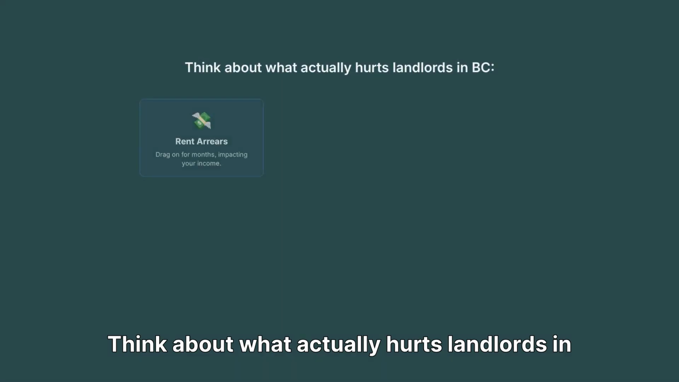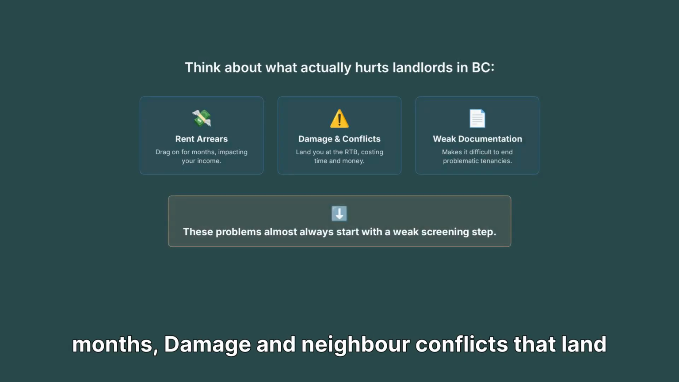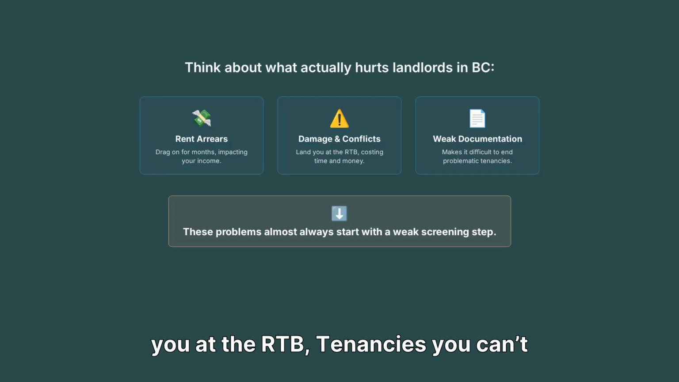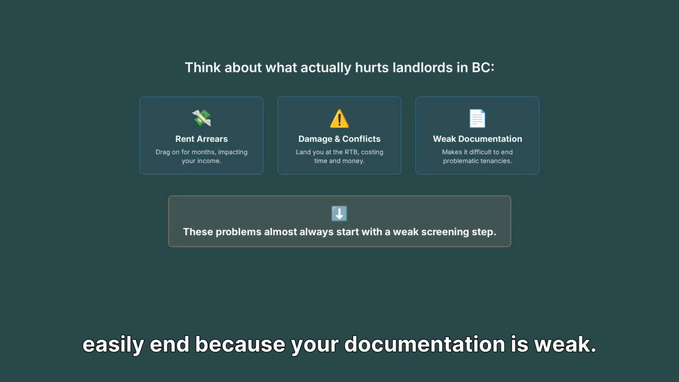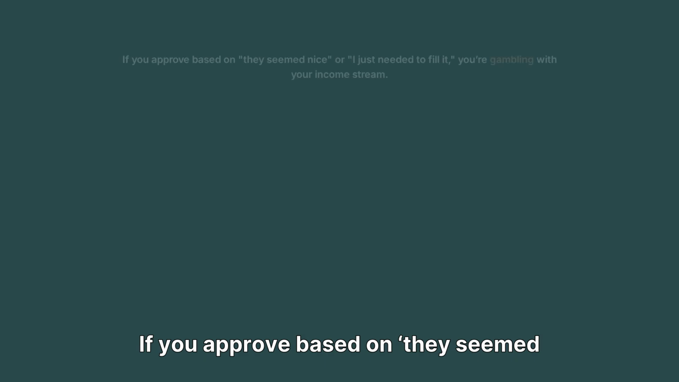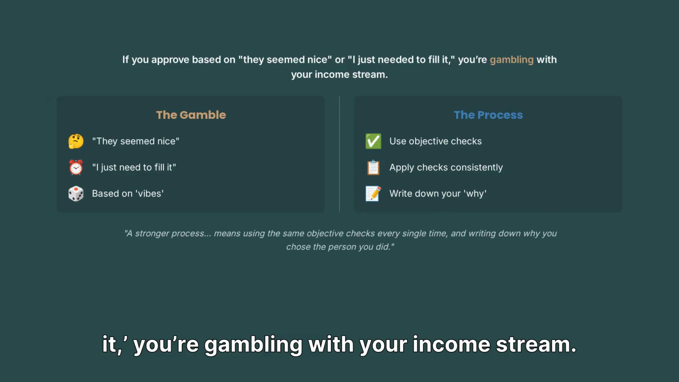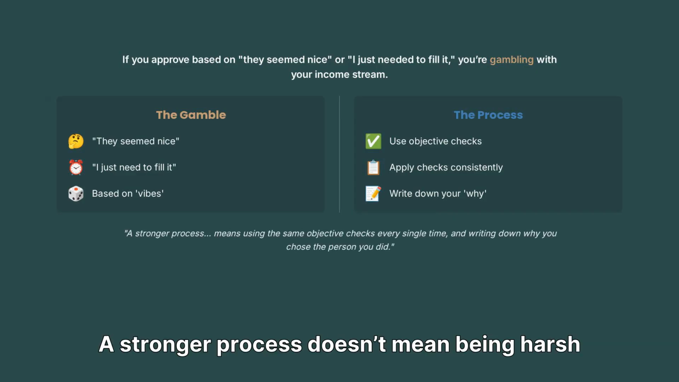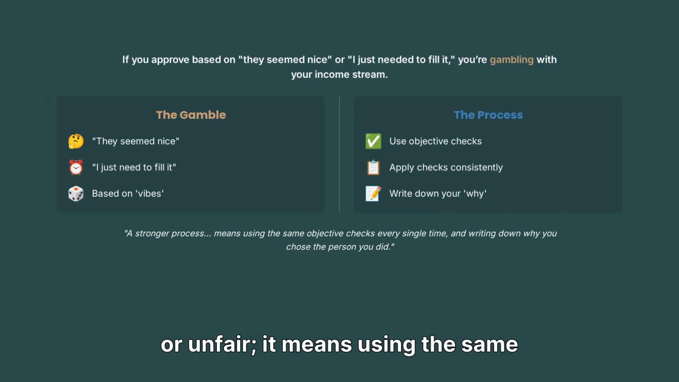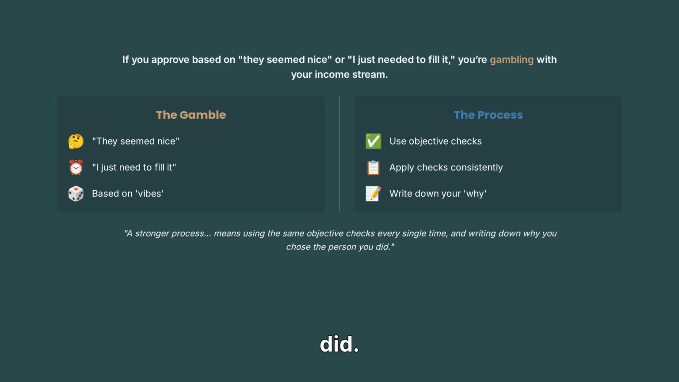Think about what actually hurts landlords in BC. Rent arrears that drag on for months, damage and neighbor conflicts that land you at the RTB, tenancies you can't easily end because your documentation is weak. Those problems almost always start with a weak screening step. If you approve based on "they seemed nice" or "I just needed to fill it," you're gambling with your income stream. A stronger process doesn't mean being harsh or unfair. It means using the same objective checks every single time and writing down why you chose the person you did.